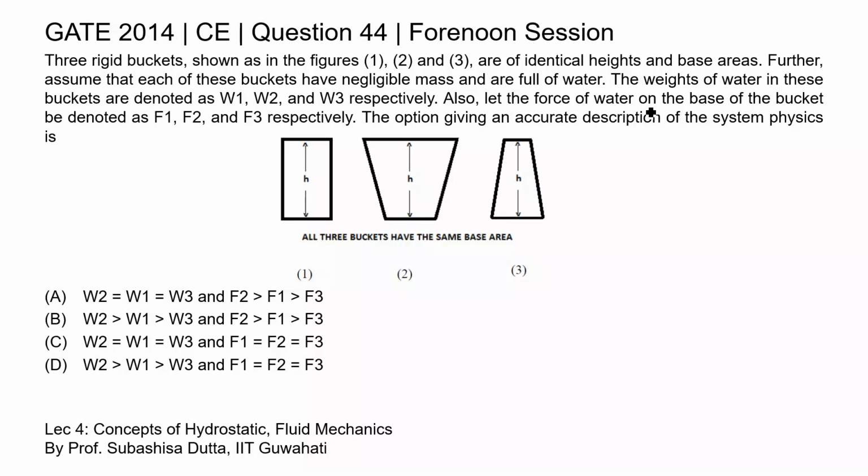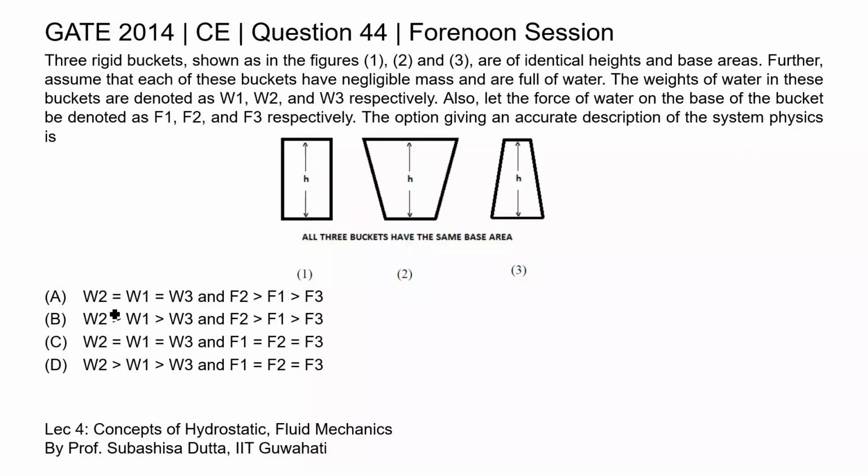Also, let the force of water on the base of the bucket be denoted as F1, F2 and F3 respectively. The option giving an accurate description of the system physics is. So, in this question, three buckets are given which are full of water, and the height and the base area of the buckets are same.